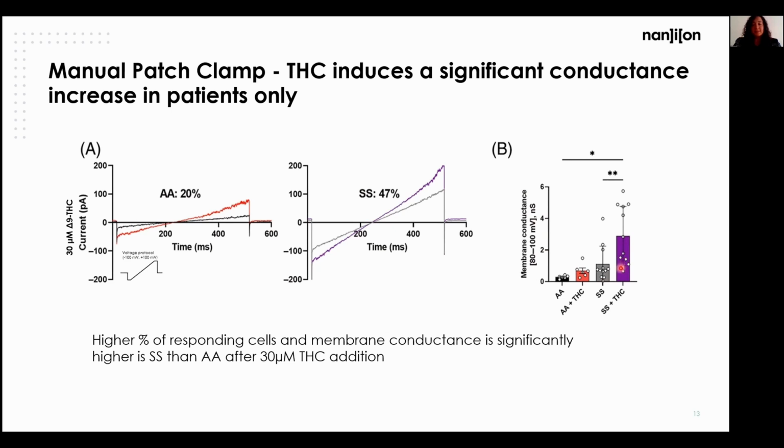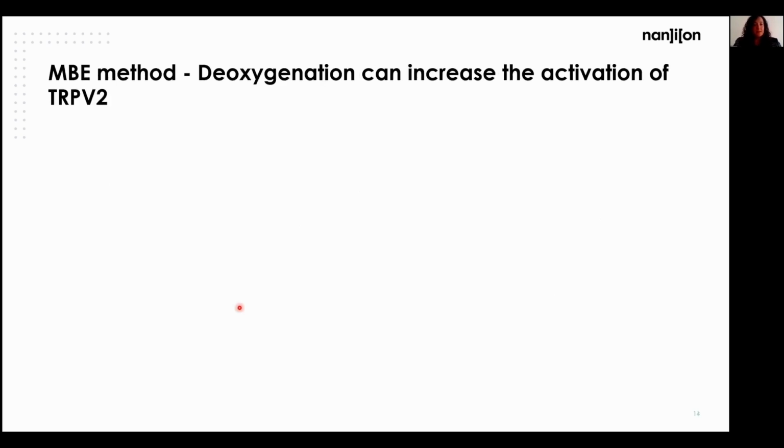could see that the increase in conductance after THC application was significant only in the patients and not in the healthy control. Plus, the percentage of responding cells was more than double in the patients, with 47% against 20% in the healthy control. So we decided to look at the MB method.